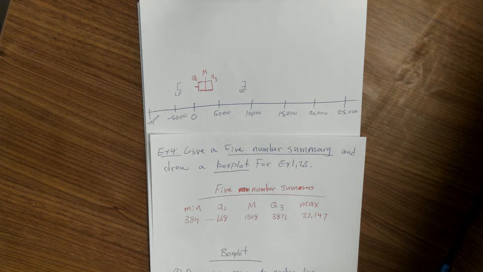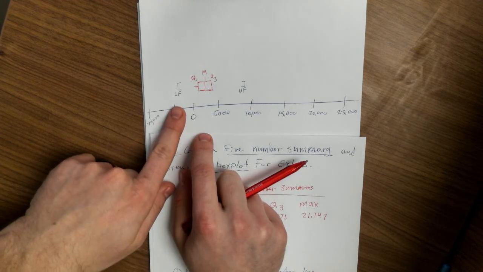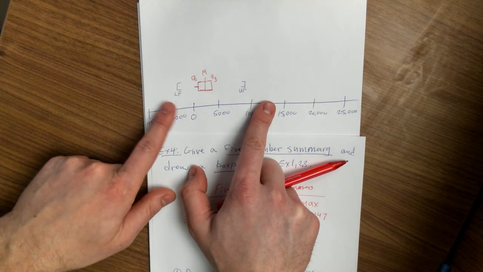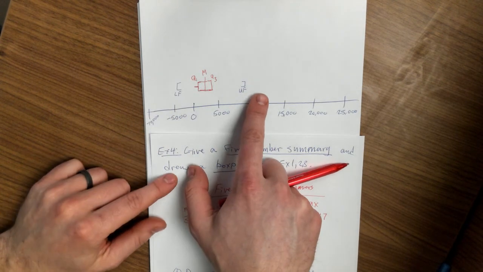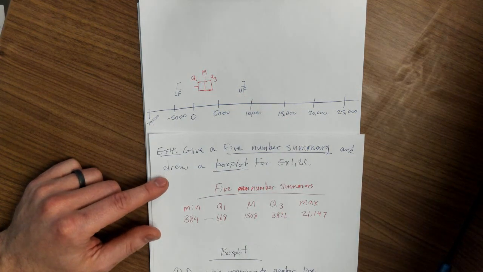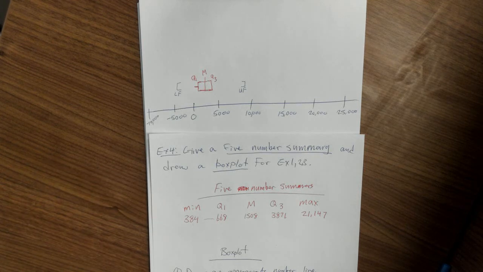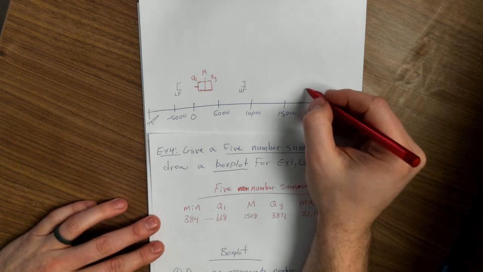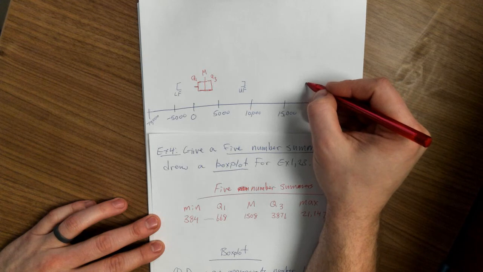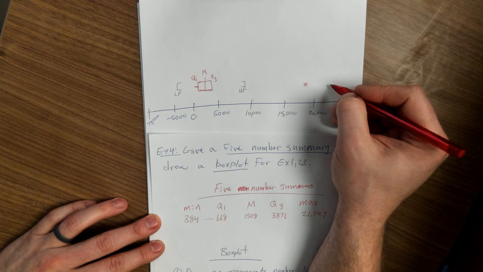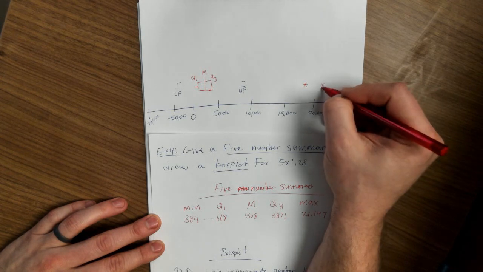And then next you want to plot the outliers. So we have to go back to our original data. We want to see which values are lower than our lower fence and bigger than our upper fence. So since this is a negative, we don't have any negative values. But we do have two observations that are bigger than our upper fence. And those values are 17,038. So we mark those as a star. So let's say that one's right there. And then we have 21,147, and it's right there.